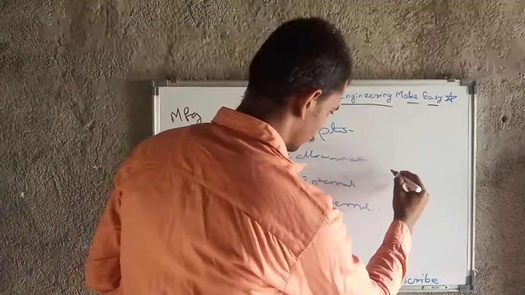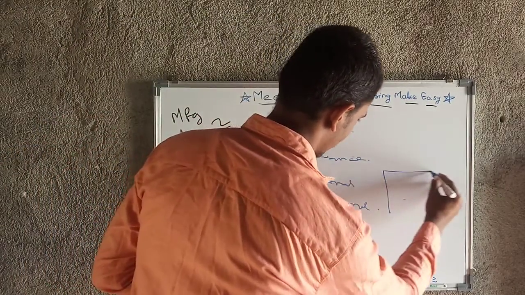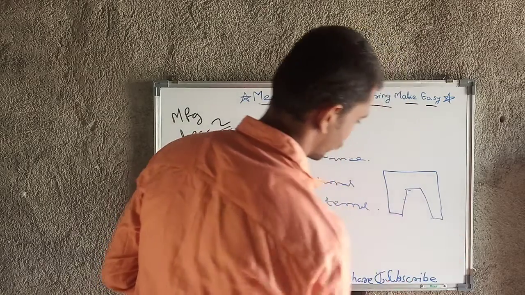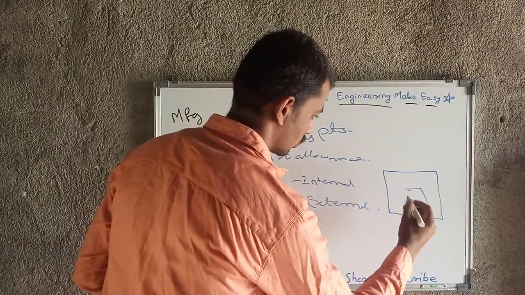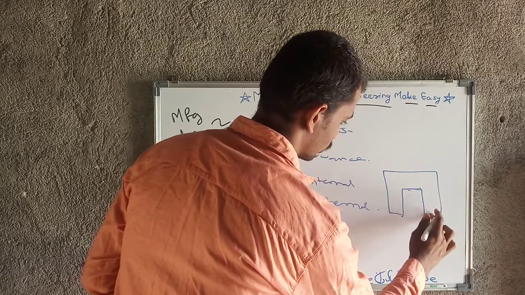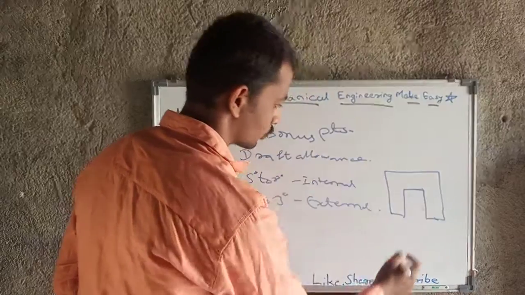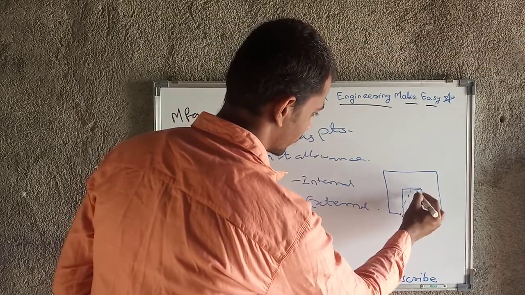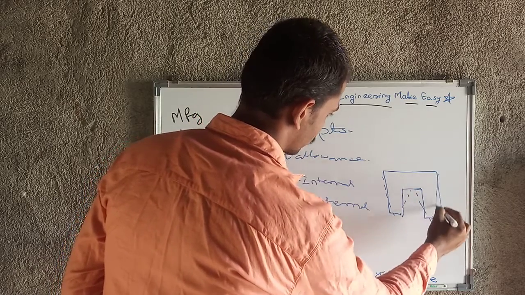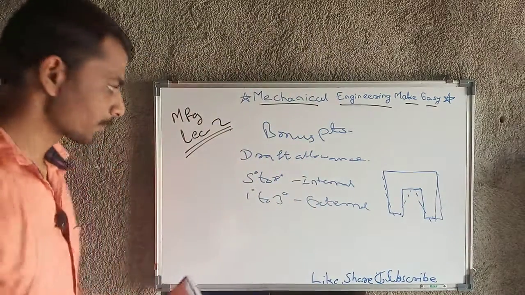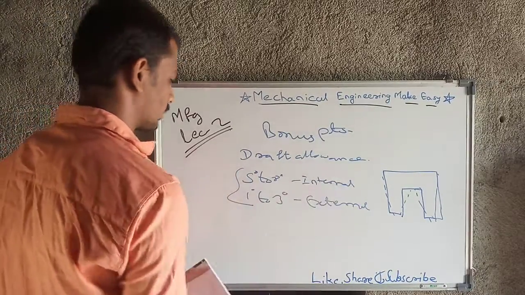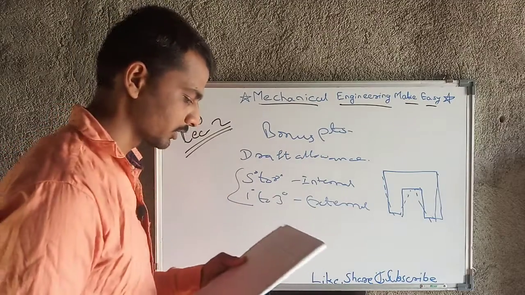Means if there is one casting, these are internal surfaces, so for those the 5 degree to 8 degree will be the taper, and these are external surfaces, so here we can give a 1 degree to 3 degree taper. These are the draft allowances. The value varies between 5 degree to 8 degree for internal surface, and 1 degree to 3 degree for external surface.